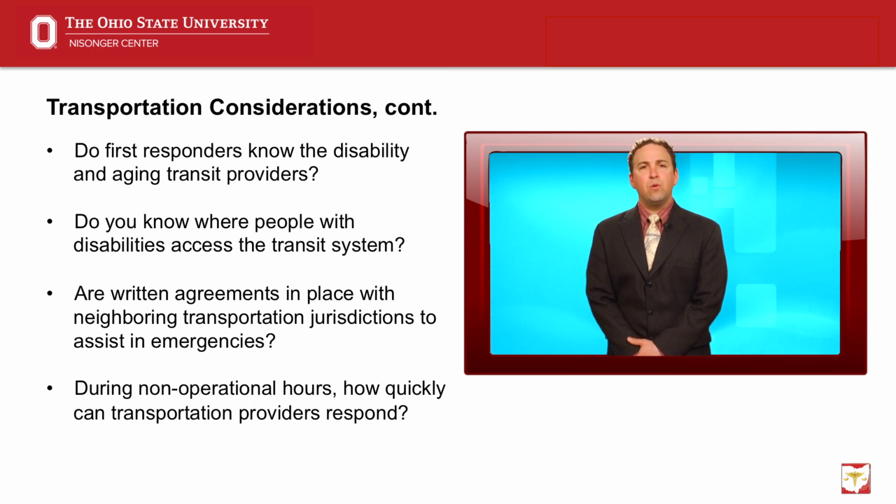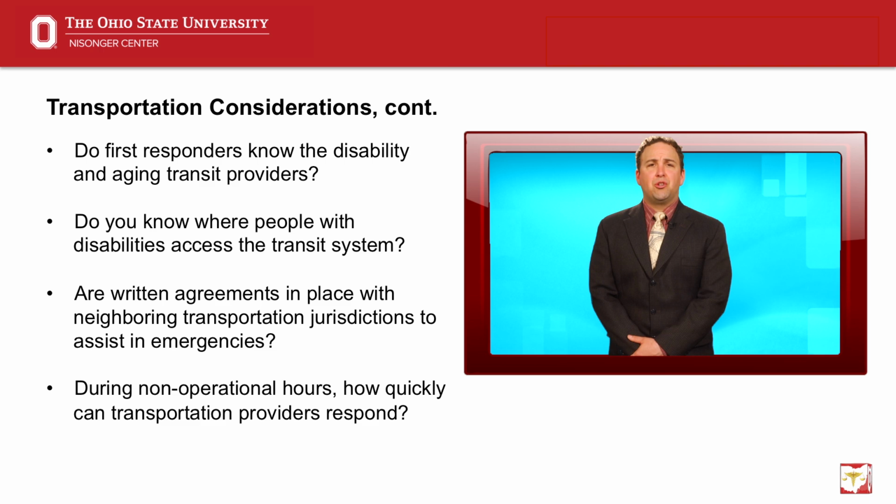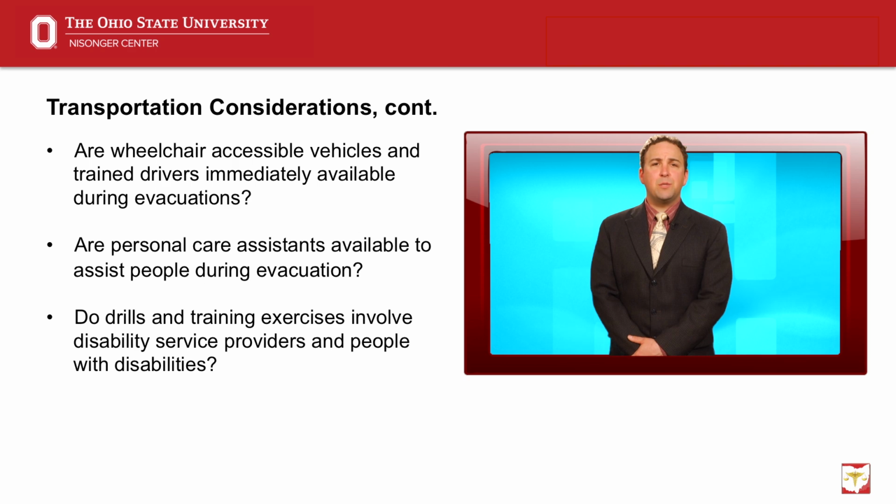Do first responders know the disability and aging transit providers? Do you know where people with disabilities access the transit system? Are written agreements in place with neighboring transportation jurisdictions to assist in emergencies? During non-operational hours, how quickly can transportation providers respond? Are wheelchair-accessible vehicles and trained drivers immediately available during evacuations? Are personal care assistants available to assist people during evacuation? Do drills and training exercises involve disability service providers and people with disabilities?